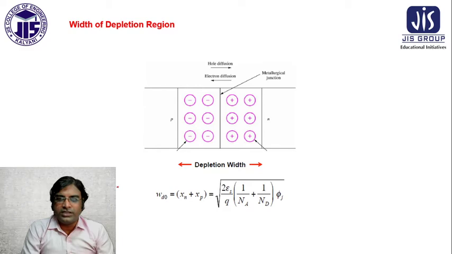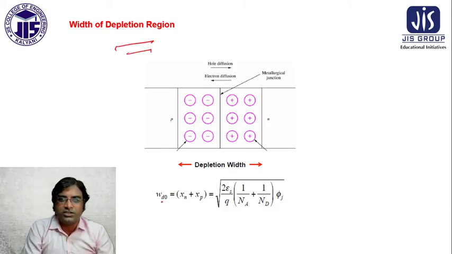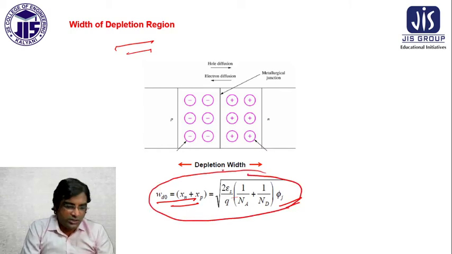Now go to the depletion width, and how we can represent it. The depletion width Wd is xn plus xp, which we have already seen in the previous case, and here this factor of 2 is added. This is a very important equation for you.